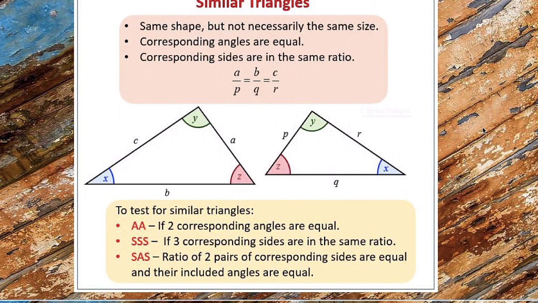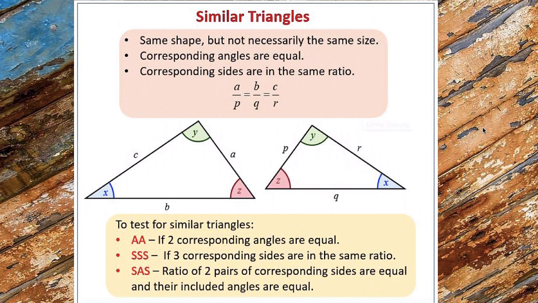Side, side, side. It works if you have three corresponding sides in the same ratio with the three of the other triangle. So you would set all of your corresponding sides in a proportion, and if they all reduce to the same value, then they are similar. And side angle side, where you have two sides that are in proportion with each other, as well as the angle that is in between those sides being congruent from one triangle to another.